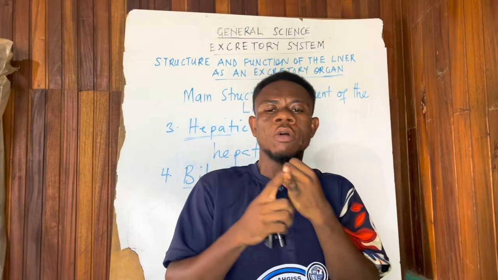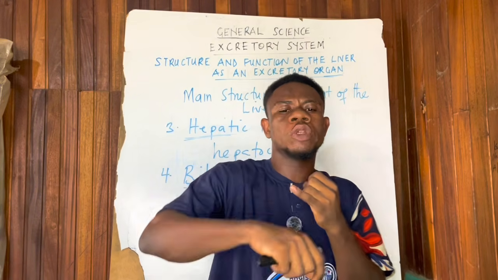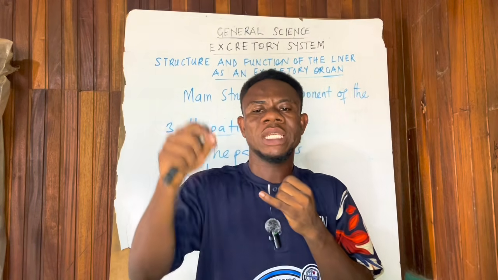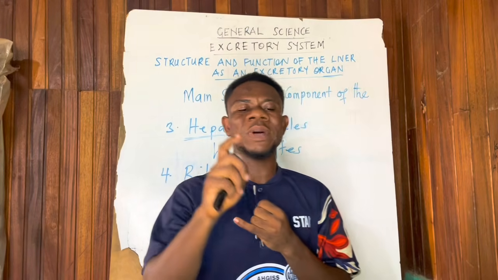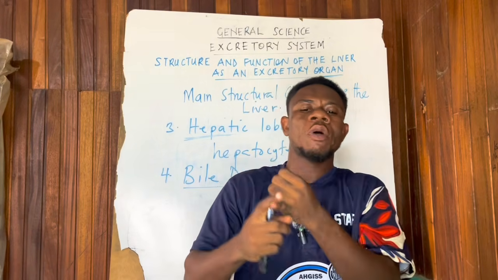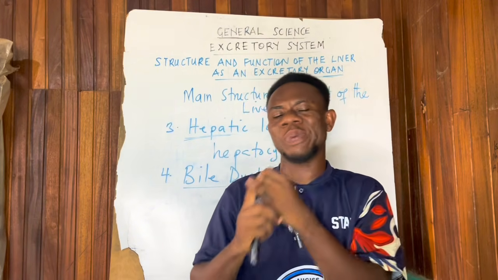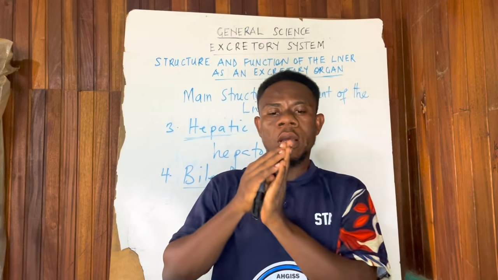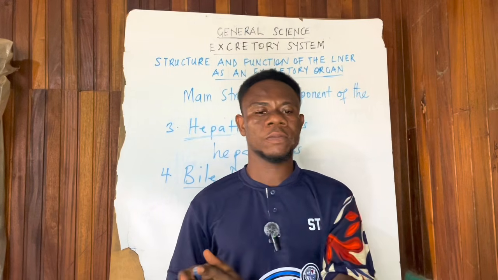has a duct flowing toward the common hepatic duct. So each lobule has a duct which flows towards the what? The common hepatic duct. Now, what is the function? It transports bile from the liver to the where? To the gallbladder and the small intestines.